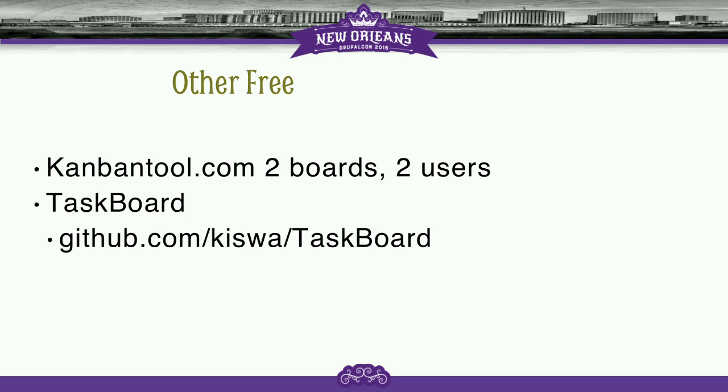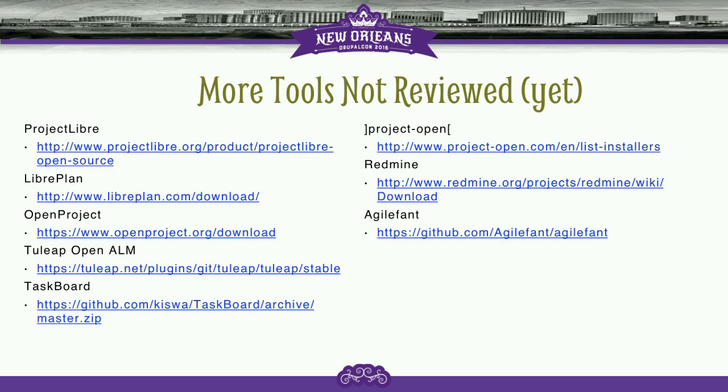Now, there are still more out there that I just physically didn't have enough time to go back and do. The next two on my list that I'm really looking forward to are, and I'm not even sure how to pronounce it, Tuliep, the fourth one on the left, and AgileFont, the last one on the right. Those two look really, really promising. So you can expect I'll have to do one more of these presentations and go through the rest of these.